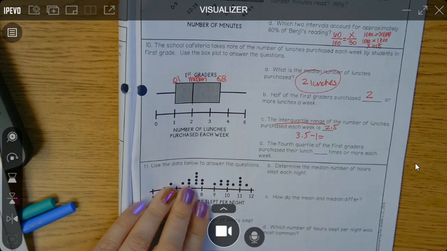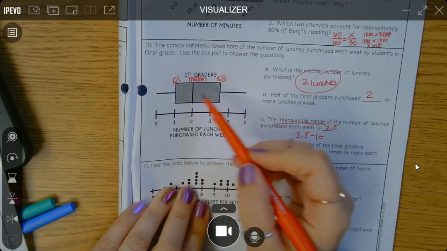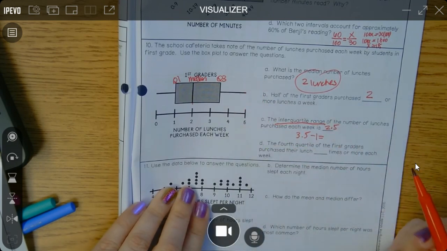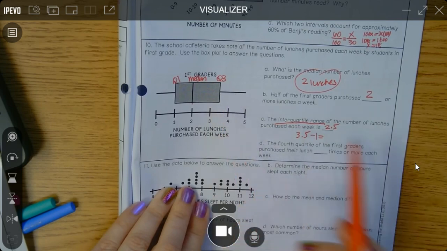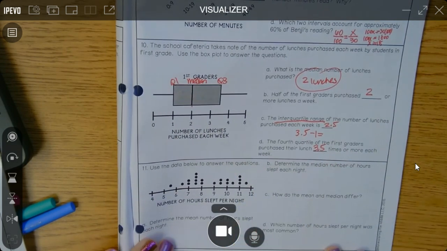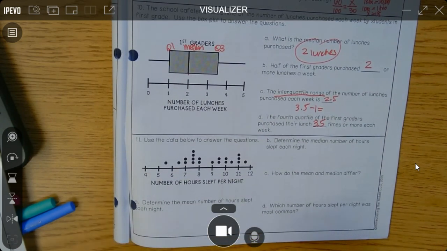The fourth quartile of the first graders purchase their lunch blank times or more each week. So the fourth quartile is where? This is the first, this is the second, this is the third, this is the fourth quartile. So right here, they purchase this much or more. That falls at 3.5. This is just testing to see if you know what each of these things mean in a box and whisker plot.